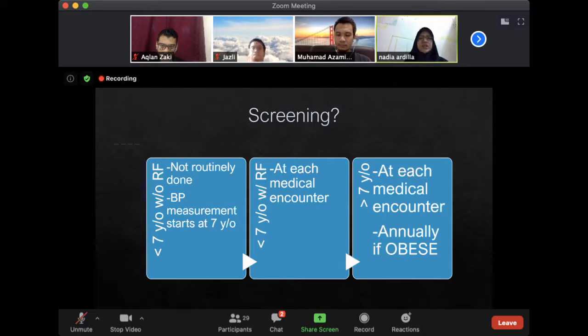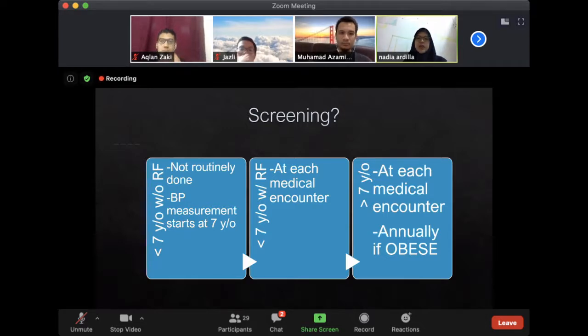However, in the newest, latest guideline, they recommend checking blood pressure at 3 years old and above. However, due to our resources in Malaysia, in the PITS protocol, we only start blood pressure screening at the age of 7. So we only start blood pressure screening in children less than 7 years old if they have risk factors.